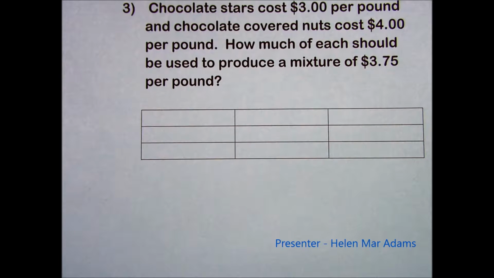Practice set 36, number 3. Chocolate stars cost $3 per pound and chocolate-covered nuts cost $4 per pound. How much of each should be used to produce a mixture of $3.75 per pound?